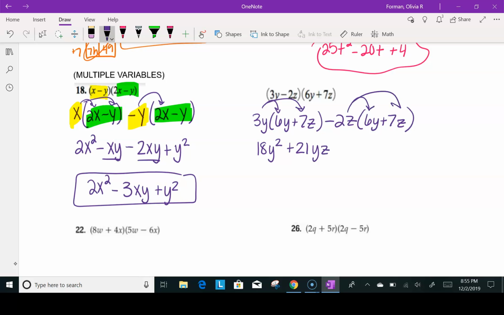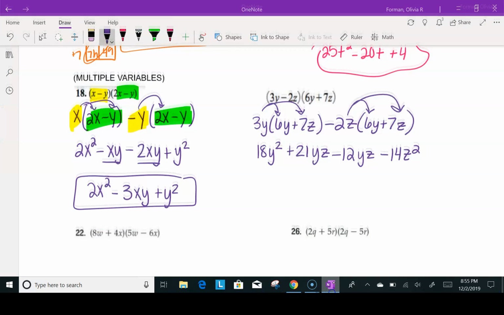The next little section, we have a negative 2z times 6y. Negative 2 times 6 is negative 12. And then we have a y and a z. You could put it as zy, but just remember that those two middle terms are going to then still combine. And then we have negative 2 times 7, which would be negative 14, z squared.